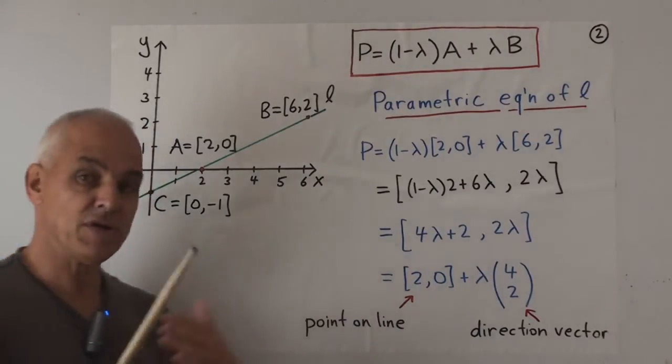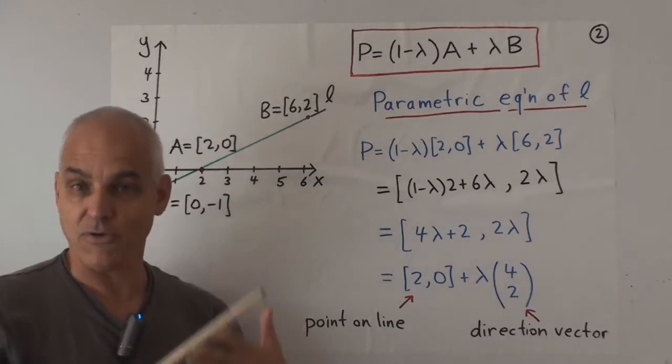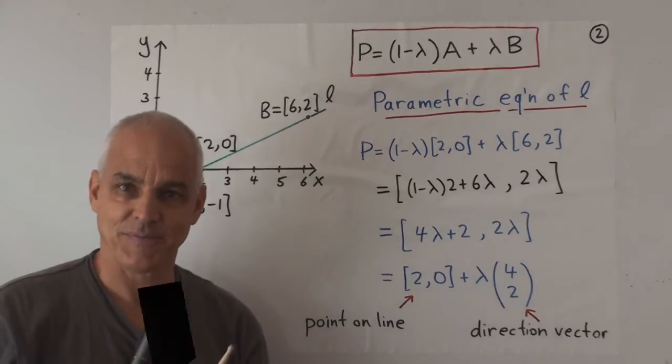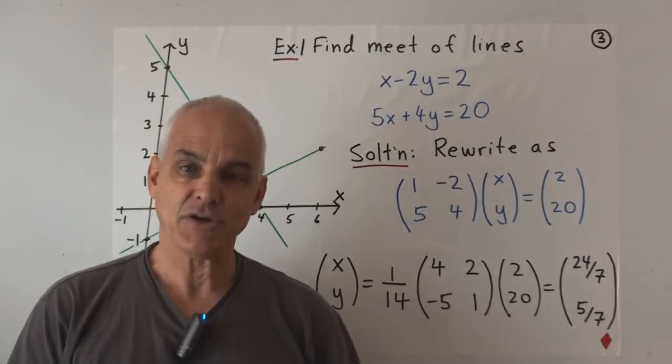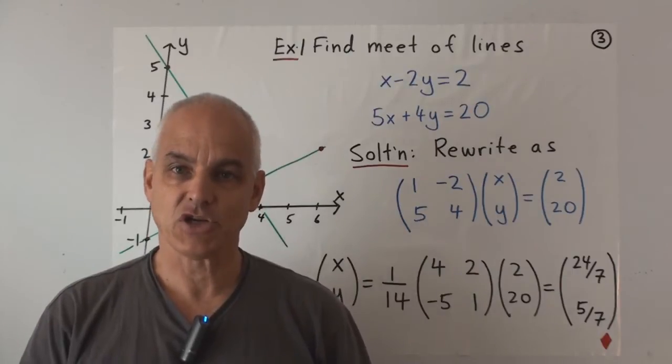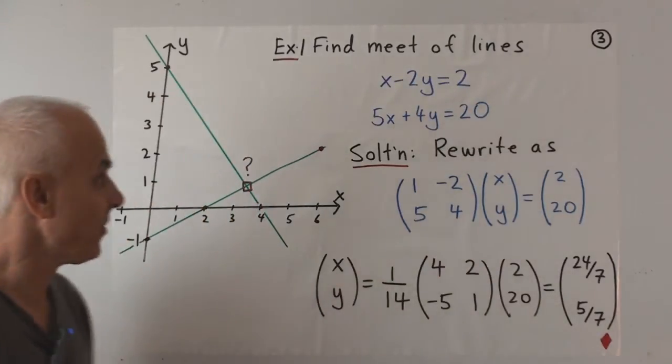And so there are these two different ways of thinking about what a line is, or how to represent a line. There's the Cartesian equation, and there's the parametric equation. Here is an example of a standard kind of problem that we need to be able to solve, to find the intersection, or the meet, of two lines.